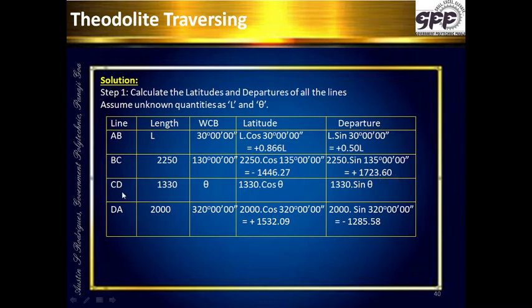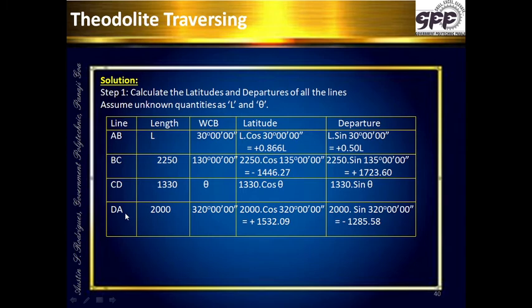Coming to CD, the length is 1330 and the angle is unknown. So we will use it as it is. Latitude is L cos theta. So L is 1330 into cos of theta, it will remain as it is. Similarly, departure is L sine theta. L is 1330 into sine theta.